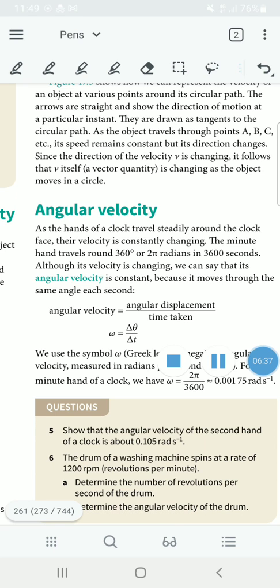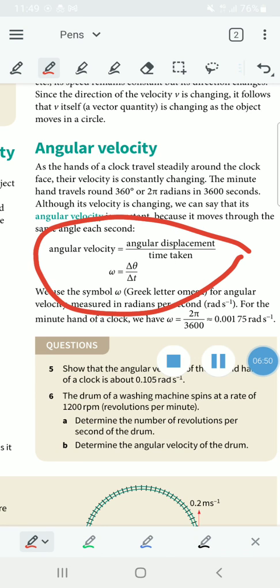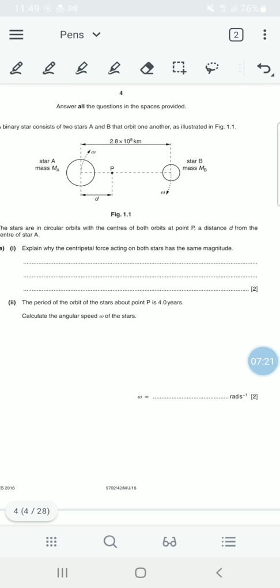So now, angular velocity. This is the angular velocity equation. Omega is equal to delta theta over delta t. Now let's go back to the question. They are asking, the period of the orbit of the stars about point P is 4 years. Calculate the angular speed of the stars.